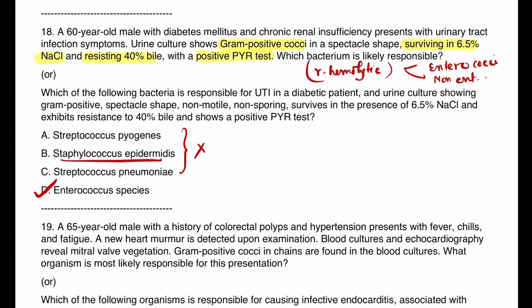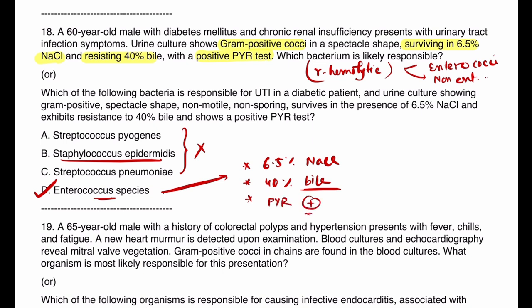Now, how do you know? See, enterococcus species is something which survives in 6.5% NaCl, and its growth is resisting and surviving in 6.5% NaCl. Enterococci survive in 6.5% NaCl, and very important, it resists 40% bile. And this is positive for the PYR test. Pyrrolidonyl arylamidase test is positive. PYR test is also positive for Streptococcus pyogenes.